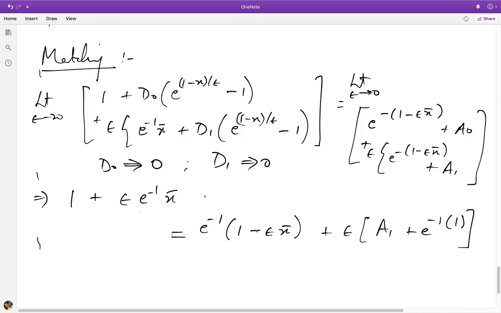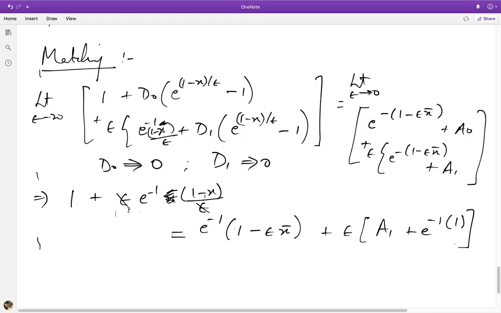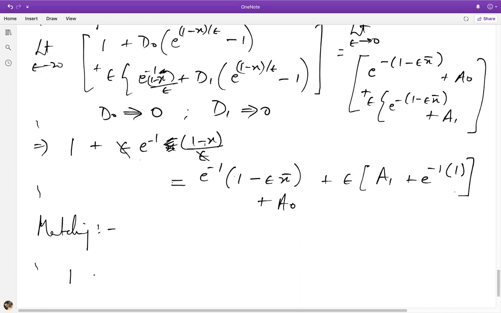Okay, now if I match terms, we should recognize that this term minus epsilon e to the minus 1 x bar and this term over here can be related to this term. Let's just see how it works out. To match it, let's write it in terms of one variable. Oh, sorry, I had forgotten to replace it here. So this is not x bar, this is 1 minus x by epsilon. Similarly, this is 1 minus x by epsilon. So this and this will cancel out. And I also forgot the a0 from here, so there is a plus a0 here. Okay, so now by matching, we basically have 1 here.